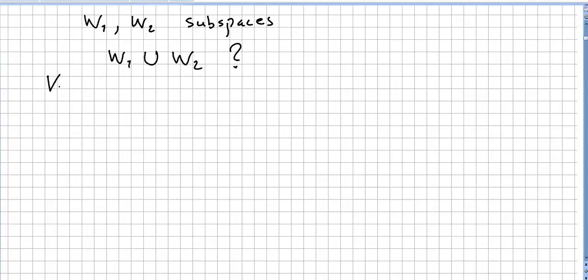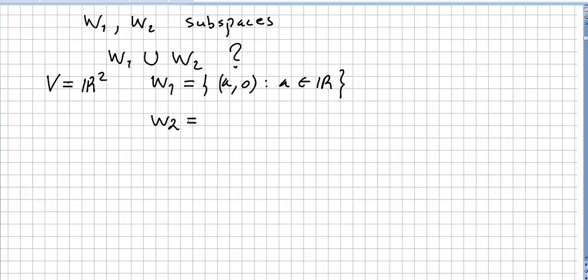Okay, let us say we have V and we are here in R2, and we pick W1 as the set of vectors (A, 0) where A is a scalar in the reals. Okay, and we are going to pick W2, and that will be the set of vectors (0, B) such that B is in the reals.